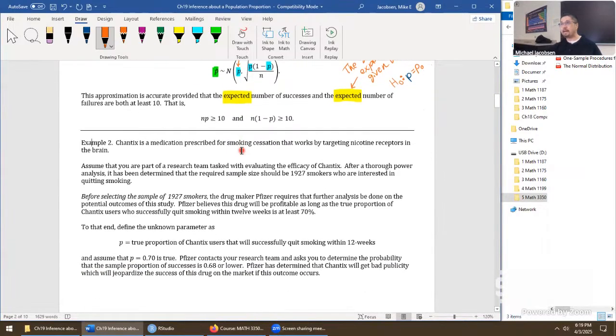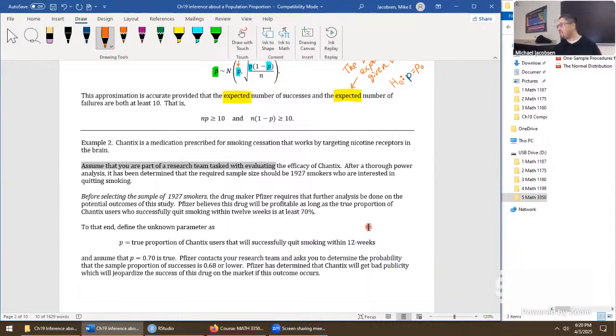First, we need to absorb this context. So if you're not sure what Chantix is, it's a medication prescribed for smoking cessation. That's just what pharmaceutical companies would say. It's to help you quit smoking is a better way to say it. It targets nicotine receptors in the brain, so it can really mess with your neurochemistry a lot. It says next, assume that you're part of a research team. So you're trying to bring this drug to market.